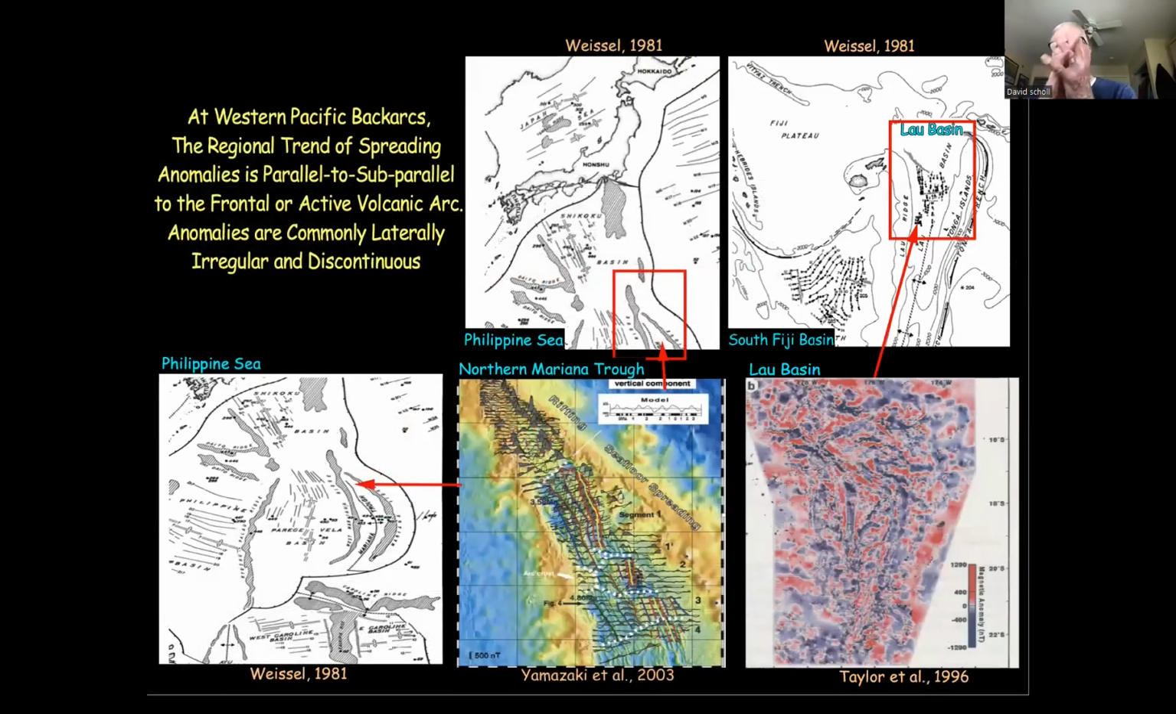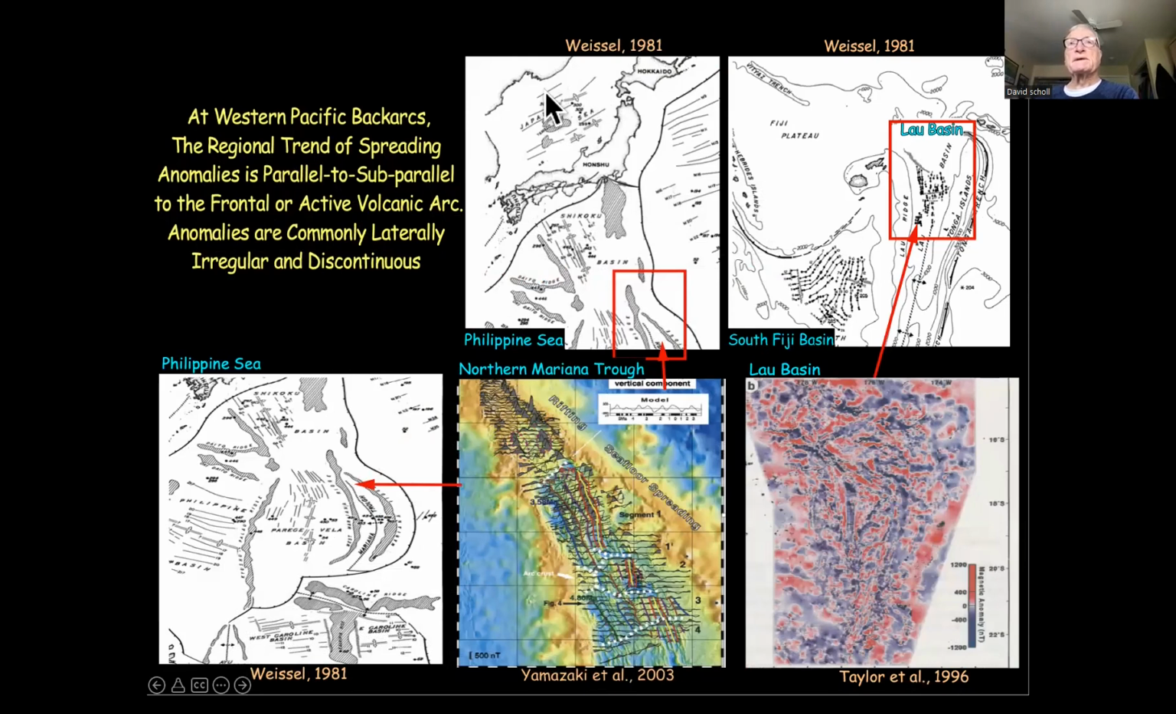Something else that came up later. At the Western Pacific back arcs, the regional trend of spreading anomalies was parallel or subparallel to the frontal or active volcanic arc. Anomalies were commonly laterally irregular and discontinuous.